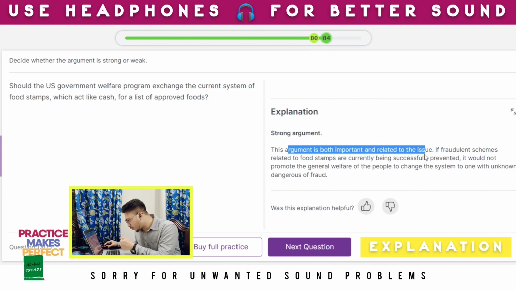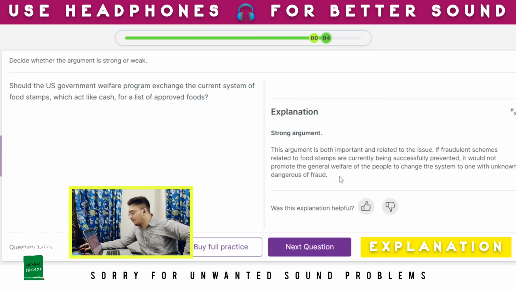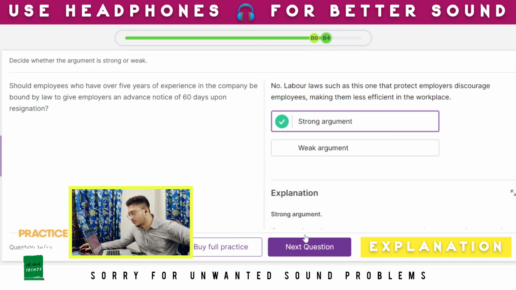The document is both important and related to the issue in front. Schemes related to food stamps are currently being successfully implemented. It doesn't promote the general welfare of the people to change the system to one with dangers of fraud. Okay, so that means it does not promote the general welfare, exactly. I mean, there will be fraudulent crime. Okay, let's deal with that.